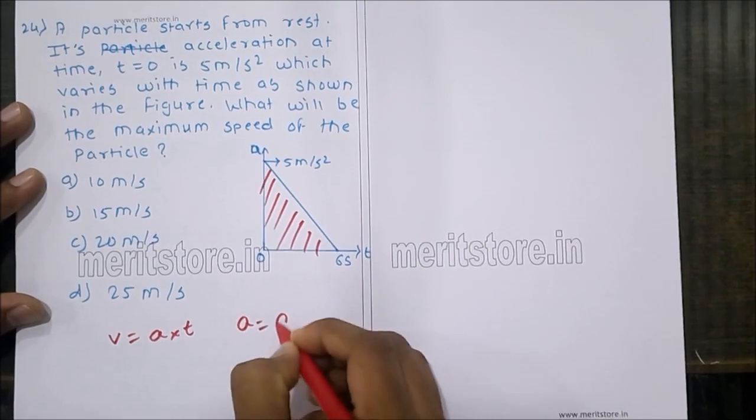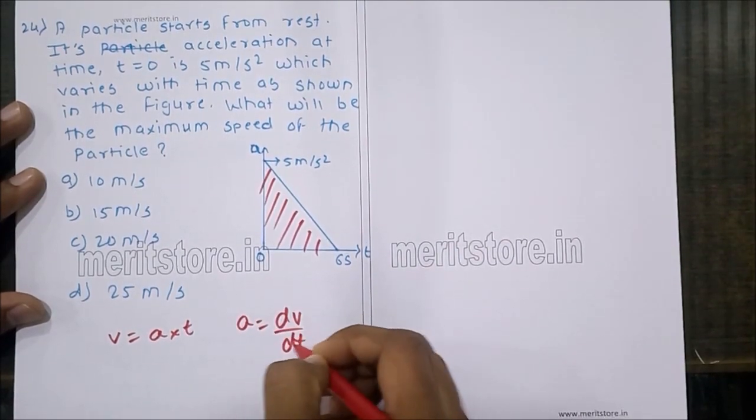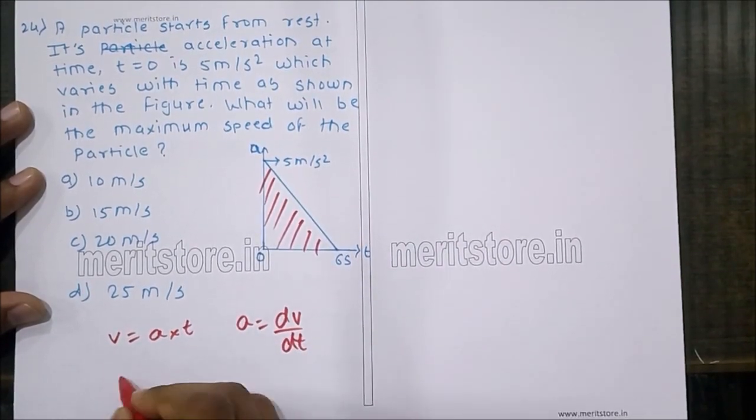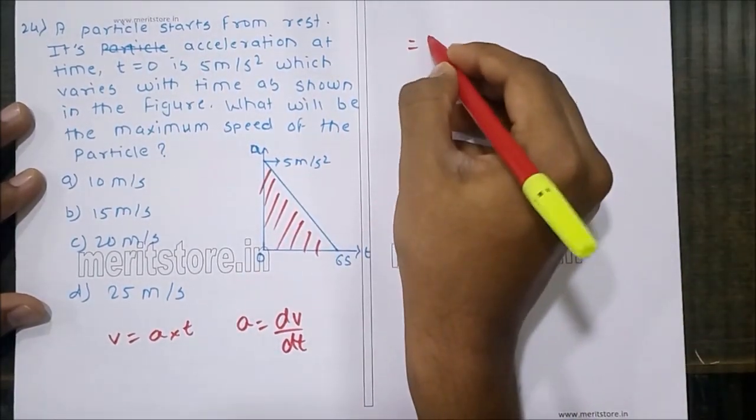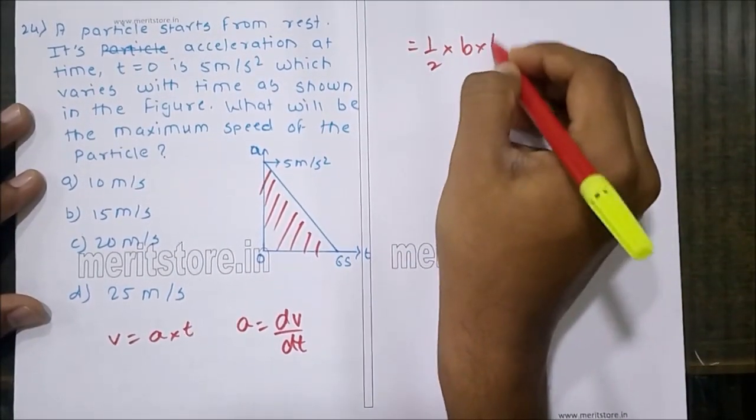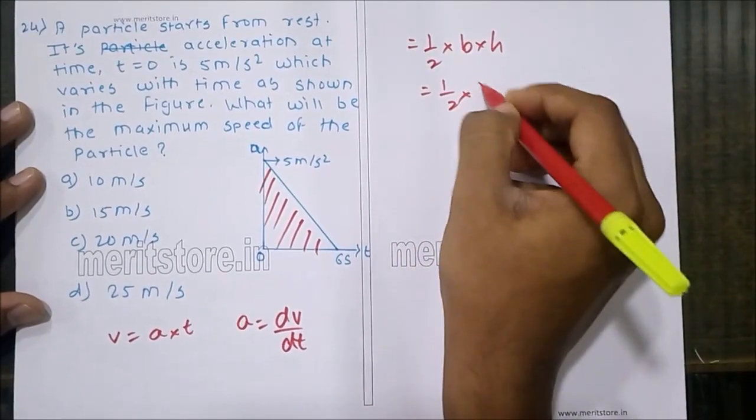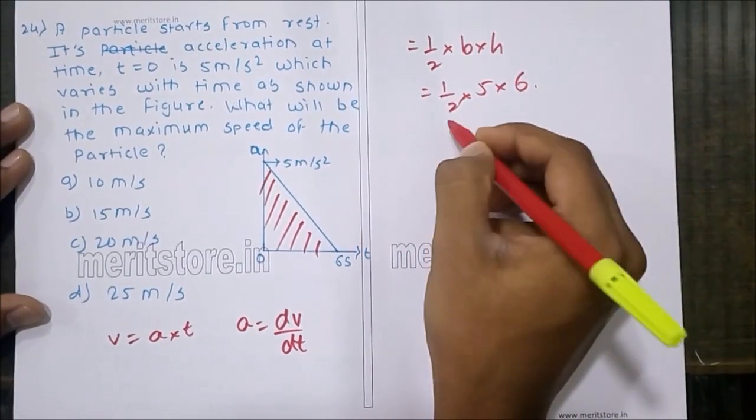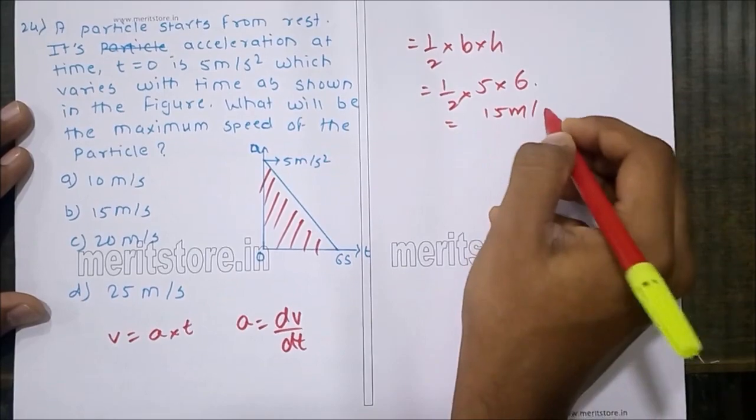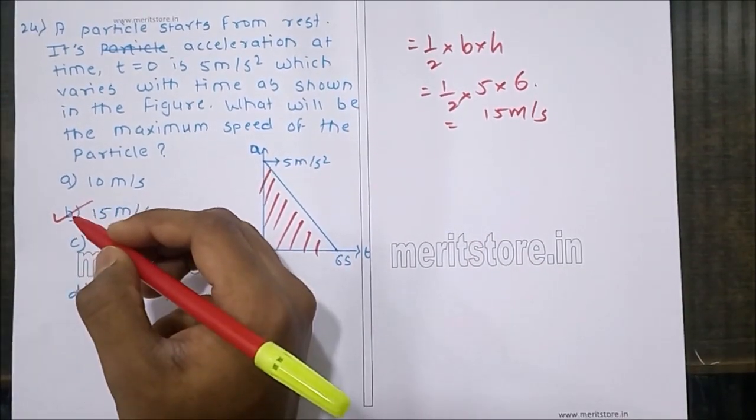Since a is equal to dv by dt, so v is equal to a times t. So the area under this curve is nothing but half into base into height, that is half into 5 into 6, which is equal to 15 meters per second. Hence option B is the correct answer.